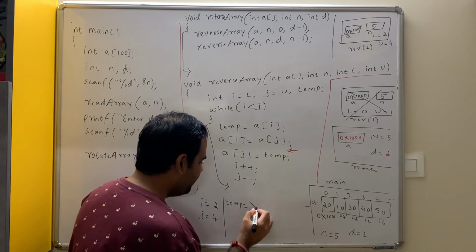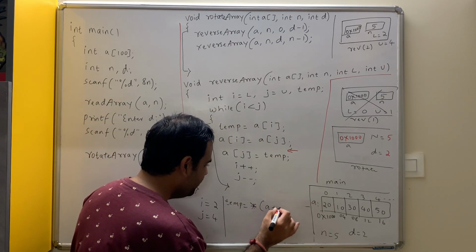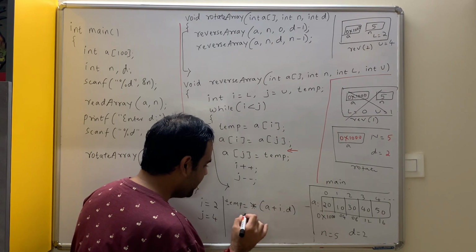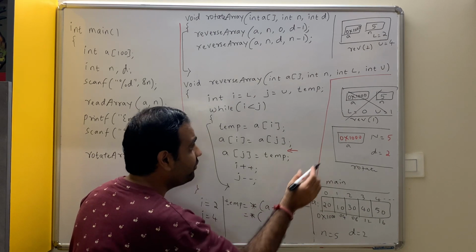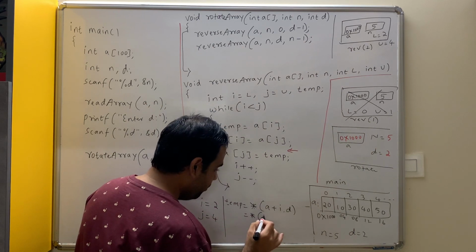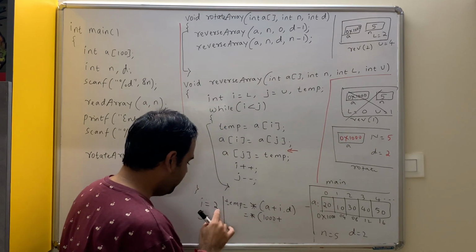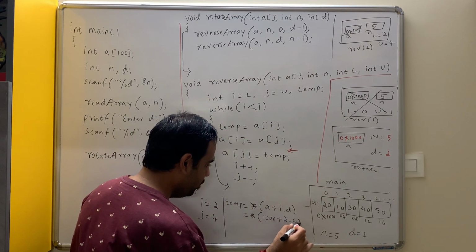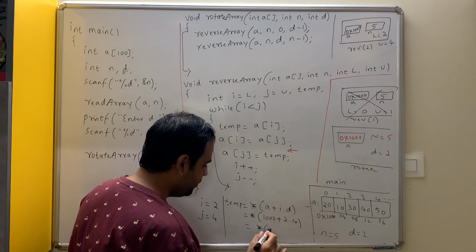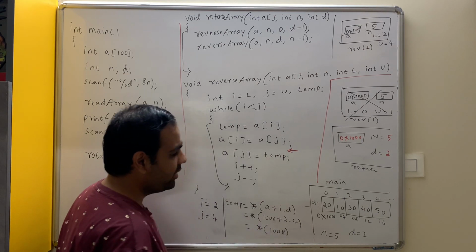Temp is A of I, and what is A of I? Star A plus I. Internally it does star A plus I into D. What is the value of A? It is 1000 plus. What is the value of I? It is 2 into 4. What is star 1000 plus 2 into 4? It is star 1008.